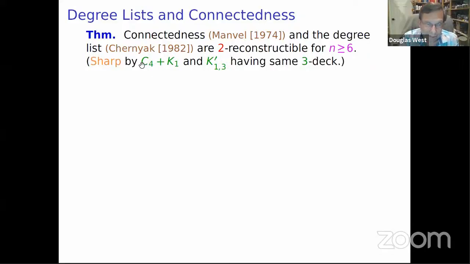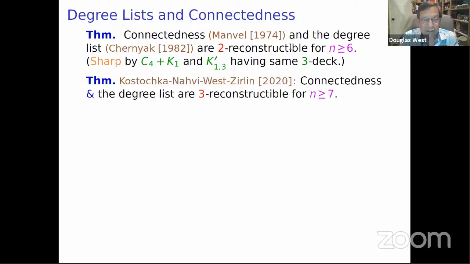Oh, right. Before I say that, the same example that I showed you earlier shows that this result is sharp. These two graphs had five vertices. They have the same three deck, meaning deleting two vertices. One of them is connected and the other one is not, and they have different degree lists. So they show that both of those results are sharp. So as I said, we were able to push this a little farther.